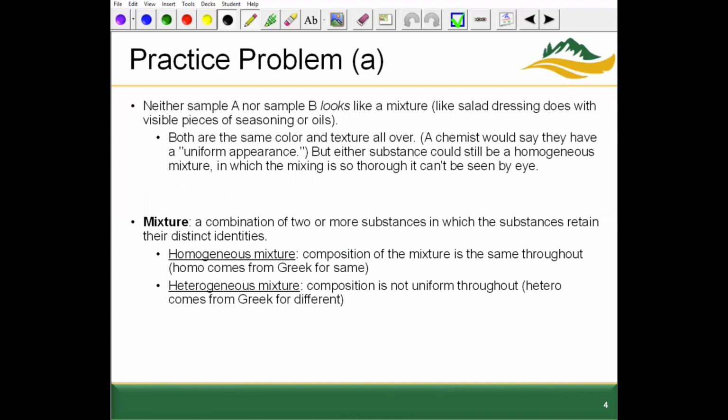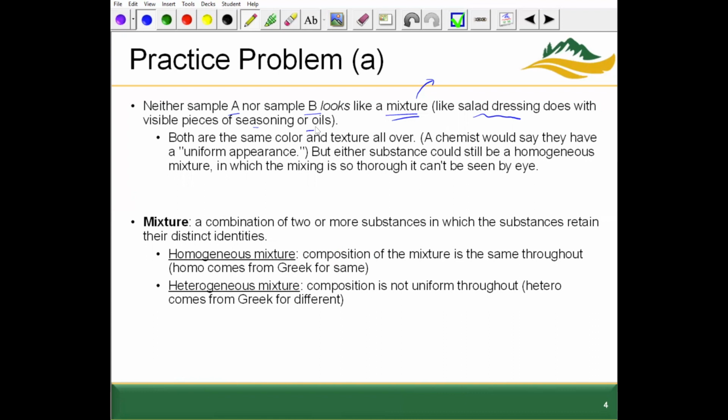So before we get into the answers from this first practice problem related to mixtures and pure substances, let's review a couple things about mixtures. One thing is that neither sample A nor sample B will look like a mixture. An obvious mixture would, of course, be something like salad dressing, where you can see all the seasoning and separation of oils.